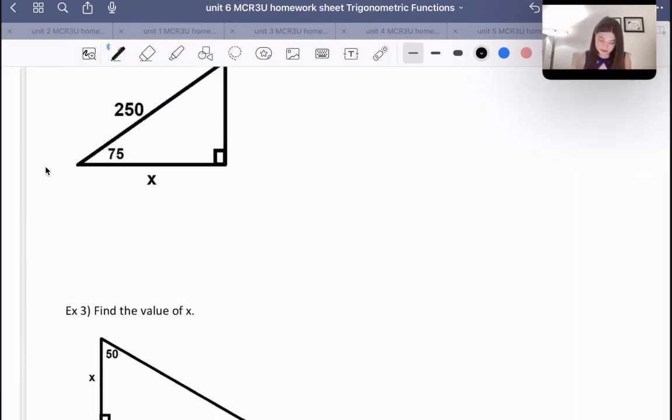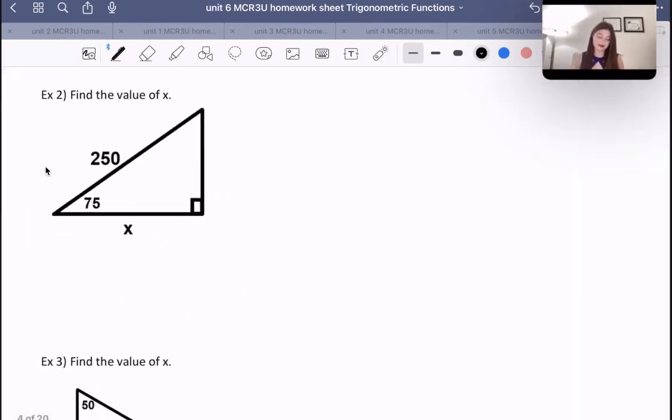Here we're being asked to find the value of x. So here we have 75 degrees, and we want to find x. And x is the adjacent of the 75 degrees, so I'm going to write that we need to find the adjacent, or I'll just put A for adjacent. And we have the hypotenuse, right? We can see that 250 is clearly the longest side here, and it is also clearly the opposite of our right angle. So therefore, we have the hypotenuse.